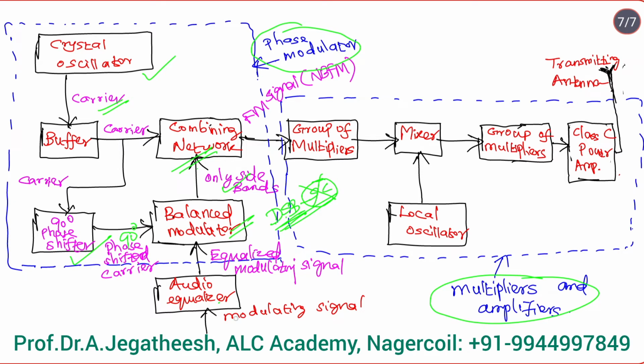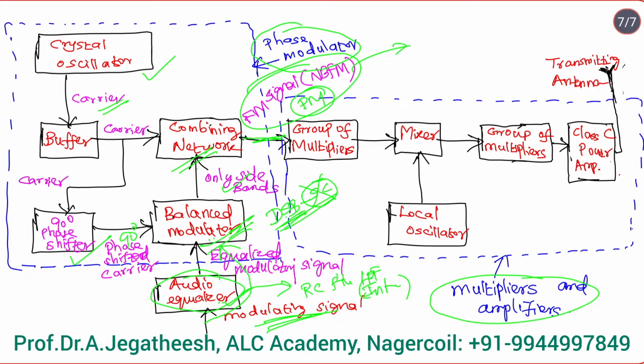If you are directly applying the modulating signal to the balanced modulator, then the output of the combining network will be PM. But here we have an audio equalizer before applying it to the balanced modulator. The modulating signal is applied to the balanced modulator through the audio equalizer. This audio equalizer is nothing but an RC filter, that is a low pass filter. It is also called an integrator. Since the modulating signal is integrated and then given to the balanced modulator, the output will be a frequency modulated signal, that is NBFM.